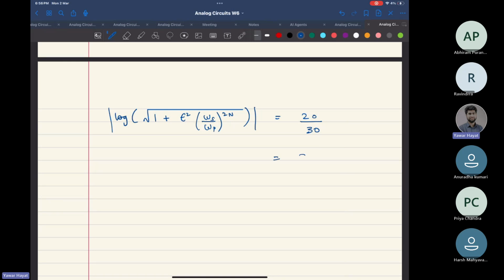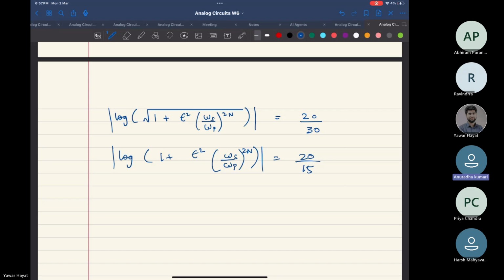It would be 20 over 15 log of 1 plus epsilon square, omega s by omega p raised to 2n. Is this clear? Is this much at least clear?